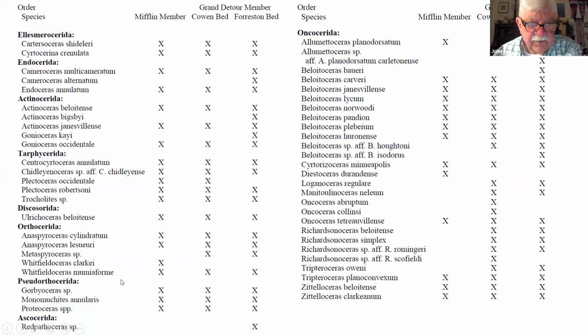So here's the 8 orders of nautiloids and their diversity, their location in the beds. And here are the oncocerids. Large order. Look at the number of Beloitosauruses. We're going to add a couple more, I guess. Yay.